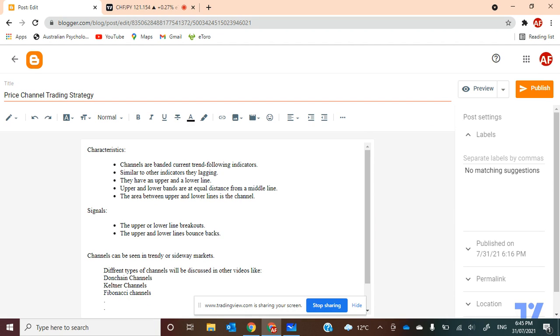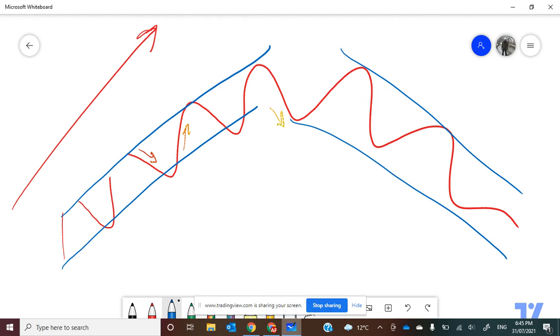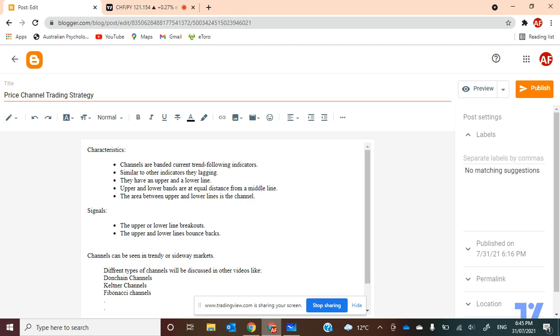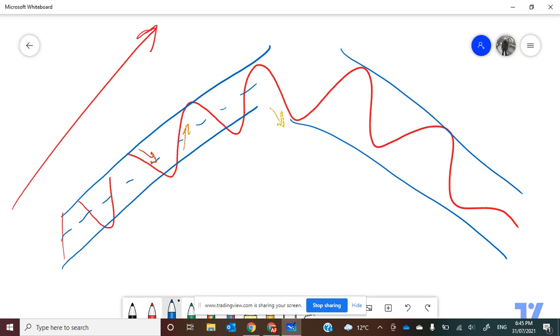They have an upper and a lower line, as I explained, and also the upper and lower bands are at an equal distance from the middle line, which on some trading platforms like TradingView, you can see as well. The area between the upper and lower lines is the channel. So this is your channel.